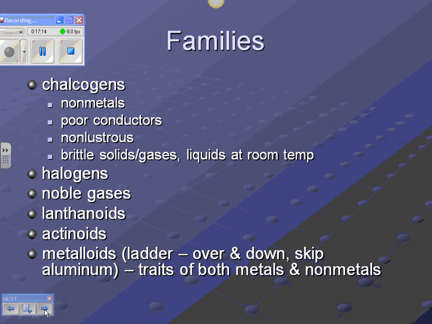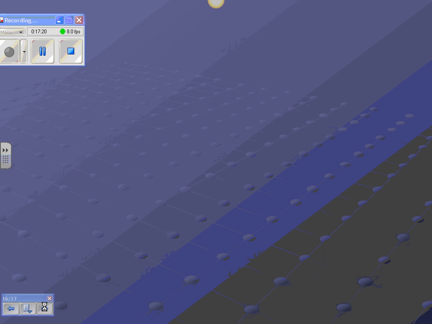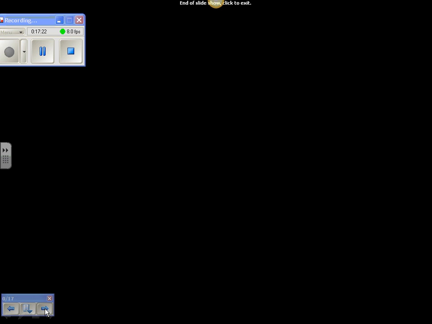And we saw where the lanthanoids and actinoids were. Okay, down and over rule, we skip aluminum. They have traits of both metals and nonmetals. And there you have the entire chapter. Everything you need to know about the basic development of the atom and the periodic table and how it is set up today.